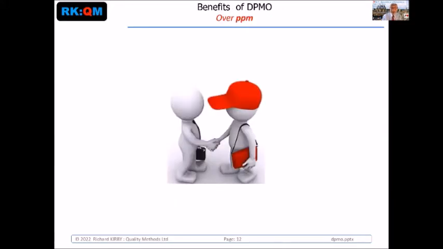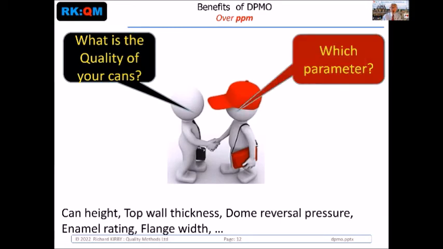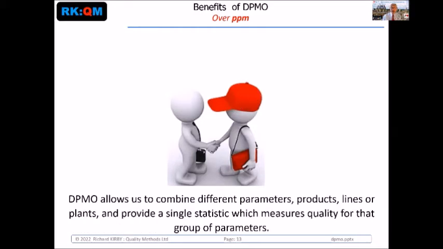Whereas the statistic ppm has been invaluable for the technical people to understand and predict the quality of a specific parameter of a process, such as can height, top wall thickness, and so on, for some reporting, there is just too much information to try and absorb the ppms of a dozen different parameters in your head. DPMO is useful to consolidate a group of ppms.